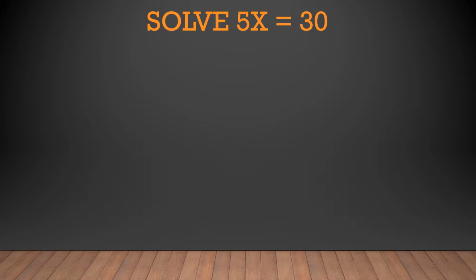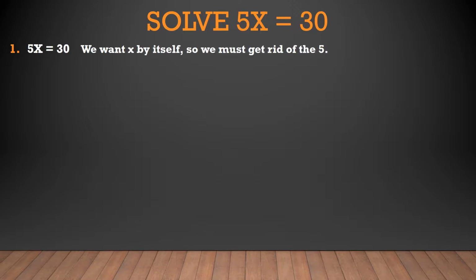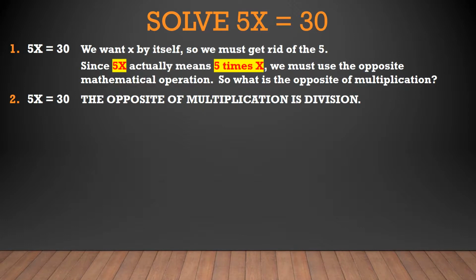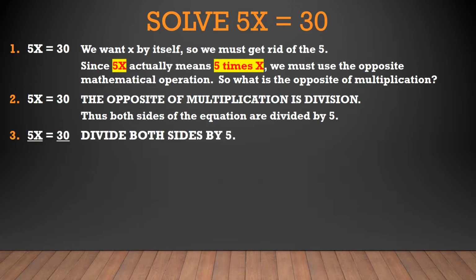So we want x all by itself. And what I've got is 5x. That means I have to get rid of that 5. So like we said, 5x actually means 5 times x, or 5 multiplied by x. So we ask ourselves, what is the opposite of multiplication? Think about that for a second. What is the opposite of multiplication? Well, it's division. So I'm going to take the equation 5x equals 30, and I'm going to divide by 5 on both sides. So here's 5x equals 30, and here it is, division by 5 on both sides of that equal sign.